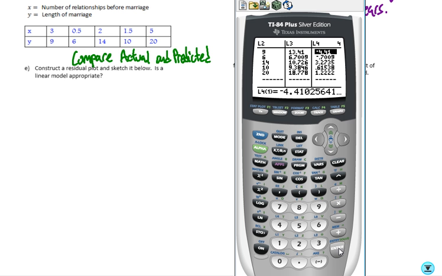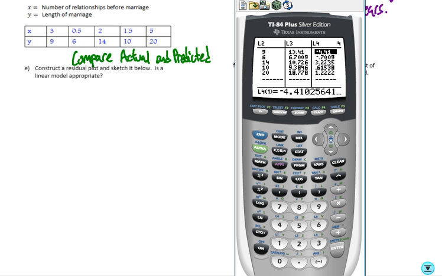So what we want to see is that these are all the differences. So our actual was, this person actually was married 9 years. We thought they'd be married 13 years. So the actual was 4 less than what we predicted. This one was actually pretty close. Actually 6, we predicted 6.7, so not a very large residual there.